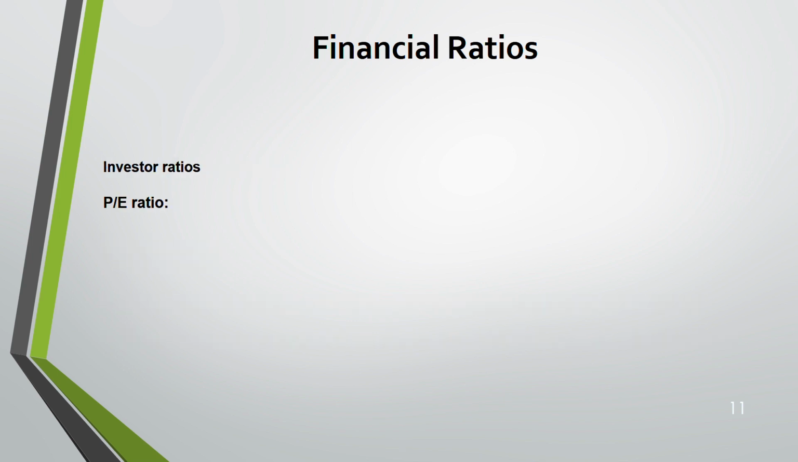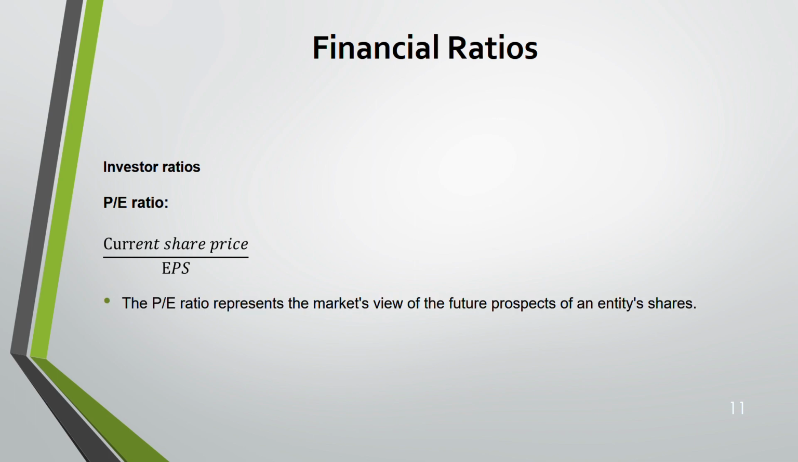Now, PE ratio. This comes under investor ratios. Investors are more concerned about this ratio. Price earnings ratio. Formula is current share price divided by EPS, earnings per share. This ratio, higher the ratio, better it is. Why? Because it shows a positive view for the future. Okay, that means it shows a positive future prospect of the entity's share. Higher, the better it is. That means growth is expected.